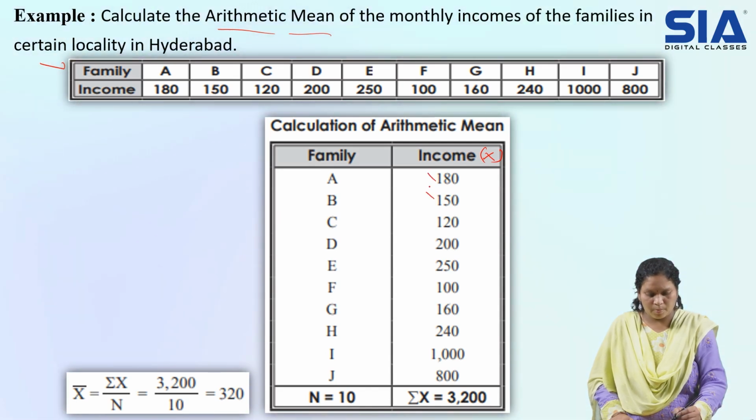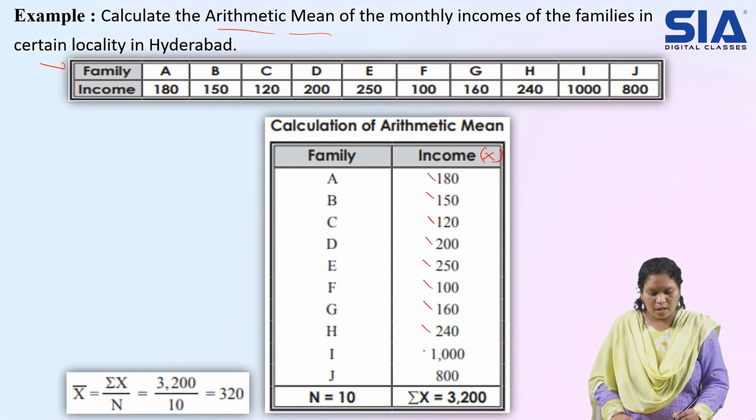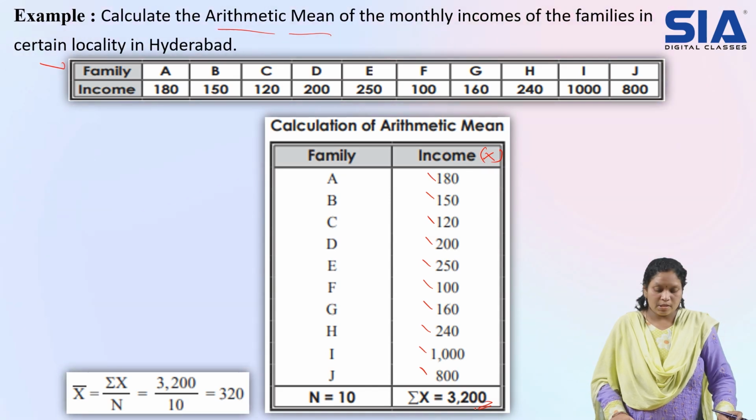180 plus 150 plus 120 plus 200 plus 250 plus 100 plus 160 plus 240 plus 1000 plus 800. So add it and you will get summation x. Summation is nothing but adding. So summation x, the overall total, you will get as 3200. That is how you take the x column: the entire data you have to add up, so you got some total.